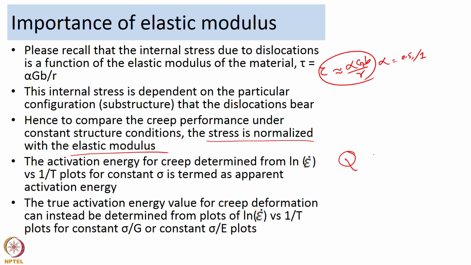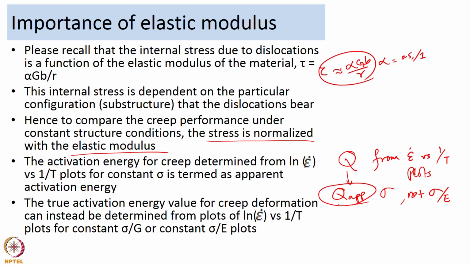If you are determining Q from strain rate versus temperature plots, but you are using only sigma and not sigma by E, then the Q that you will get will be known as Q apparent. It is not the real activation energy of the material. On the other hand, if you determine Q from epsilon dot versus 1 over T plots, and use sigma by E for the determination, then the activation energy that you get will be known as the true activation energy or the real activation energy.